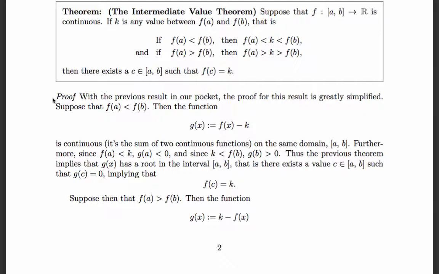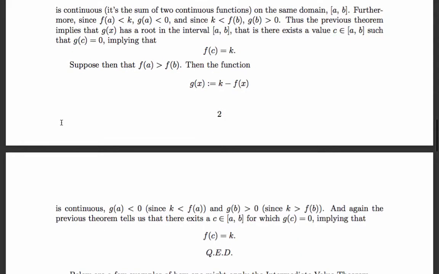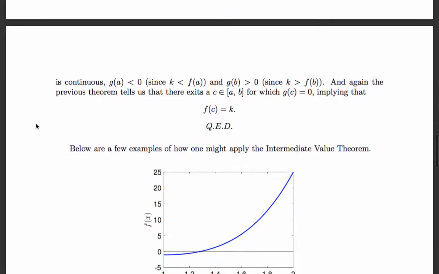Of course, we've only proved the result for when f of a is less than f of b, but the result follows in the same way for when f of b is less than f of a. We just take the function g of x equals k minus f of x. Again, g is continuous, g of a is less than 0, g of b is greater than 0, therefore g has a root c, in other words, a value for which g of c equals 0, meaning f of c equals k. And we've proven our result.